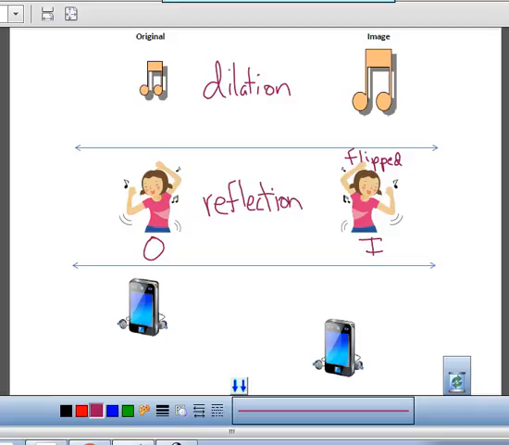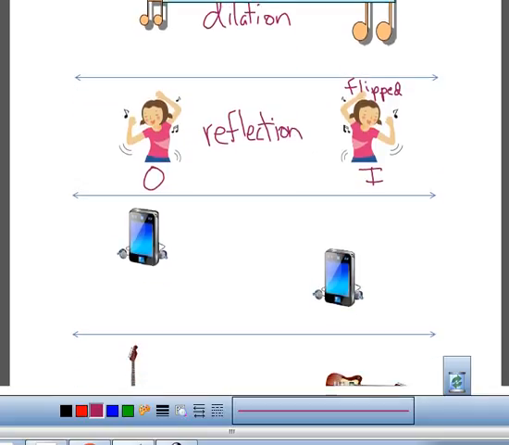Now we have, looks like an iPod or an MP3 player maybe. And here's the original, here's the image. And it looks like it's basically facing the same way. It was moved from here to here. And the way that it was moved, it was a slide. And the word that we use for slide is translation.